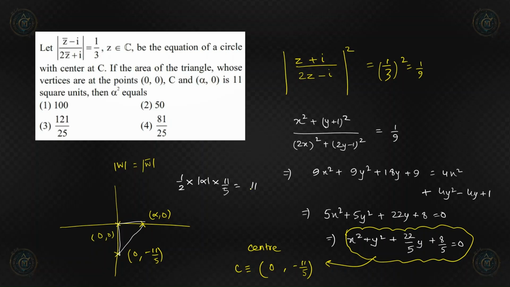So we have this 11 cancelled from this equation. So mod of alpha square will be alpha square itself. So alpha square will be 100, right? So we have option 1 as our correct option in this case. So let's jump to the next problem.